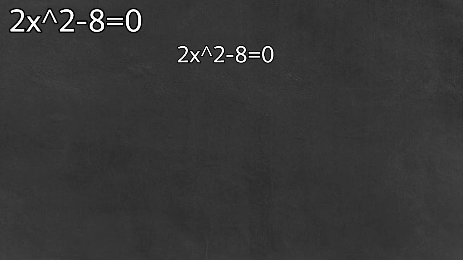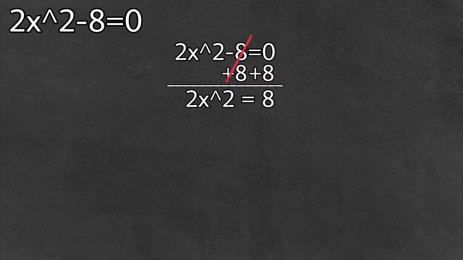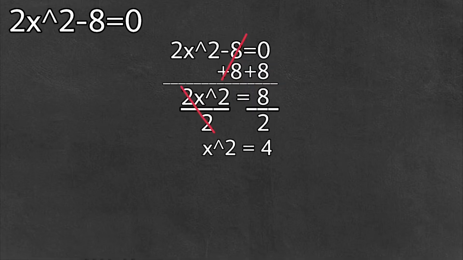So all you have to do is undo your variable. We can see that 8 is being subtracted, so we are going to add 8. Now we have 2x squared equals 8. Now my variable is being multiplied by 2, so to undo that, we are going to divide by 2. Since 2 divides into 8, we have x squared equals 4.